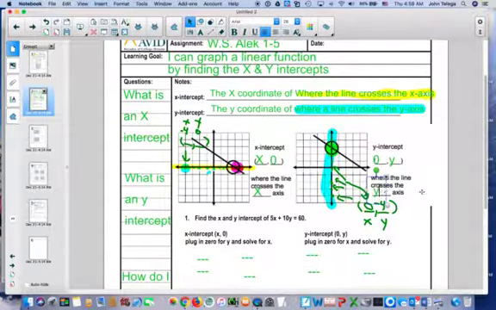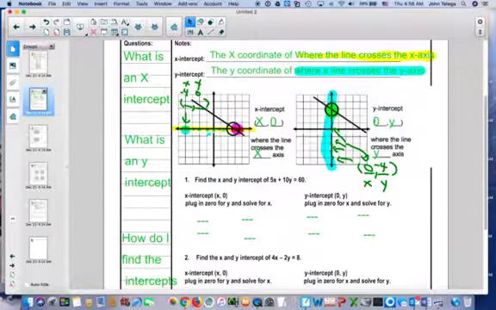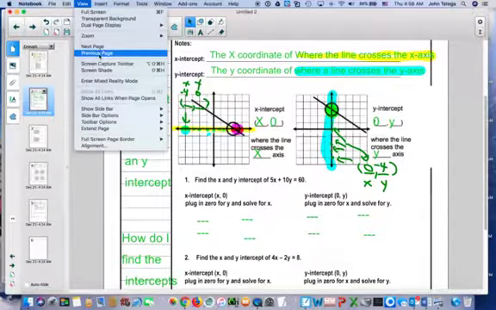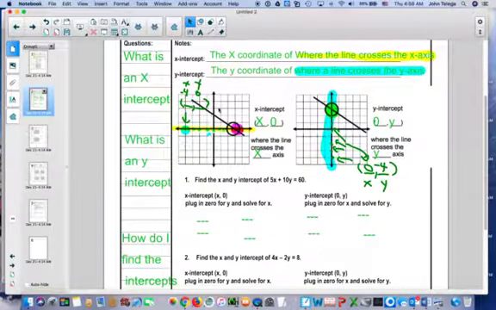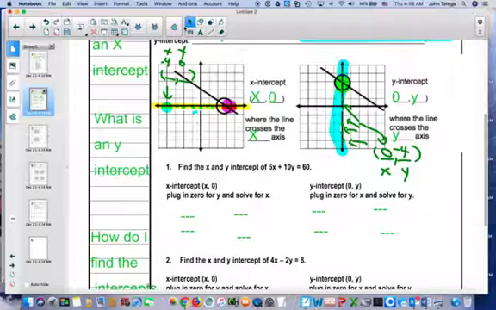So this would be the y. So now let's find some. So we're going to go ahead and make this a little bit bigger. Highlight this out a little bit.